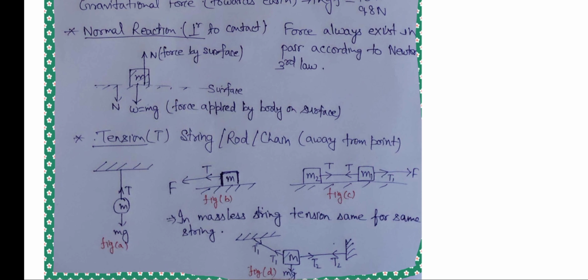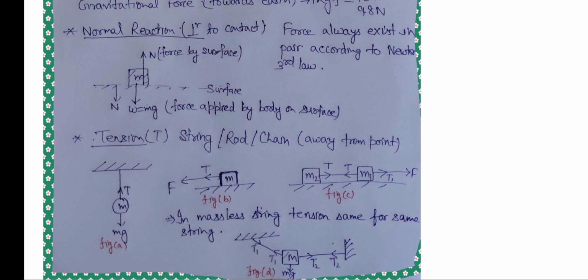In the next figure we can see figure B. M is the mass which is pulled with the force F. Whenever it is pulled with a force, there is a string, and due to this string there will be tension, and this tension force will be away from the mass. Since we have taken this string and force F, the tension will be away from the mass. So force and tension are in the same direction, which is denoted by our arrow.